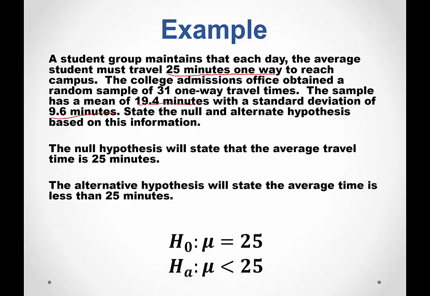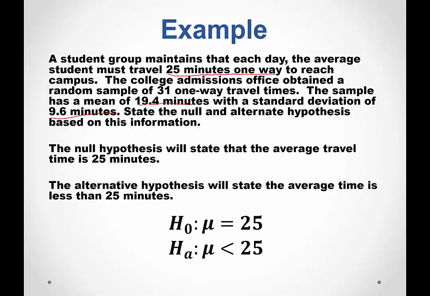So the hypotheses are, the null hypothesis is that the mean travel time is 25 minutes, and the alternate is that the mean travel time is less than 25 minutes. And just again as an aside, because we're saying less than, on the standard normal curve, we're talking about an area to the left, which is going to make this a left-tailed test.